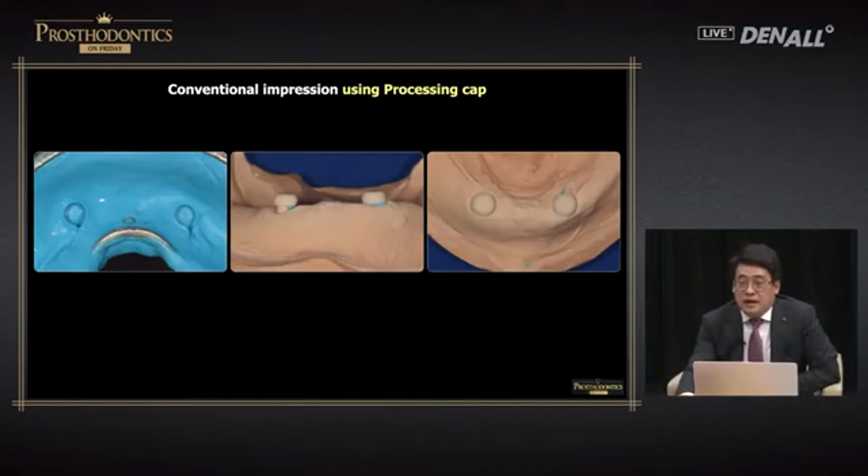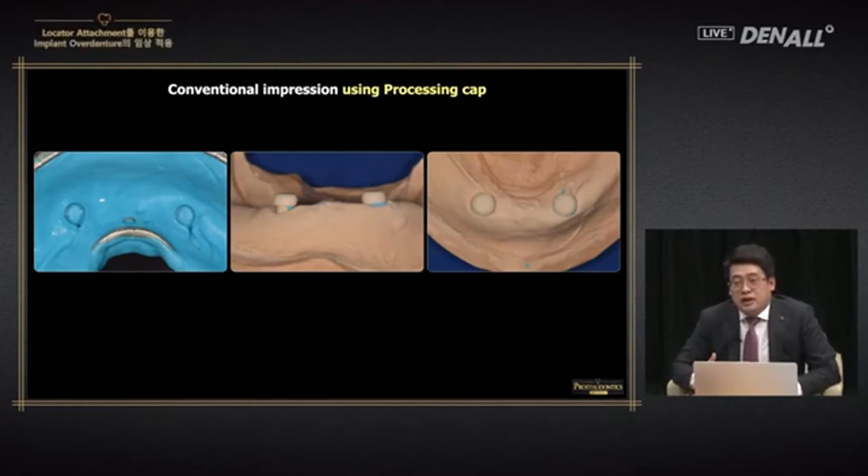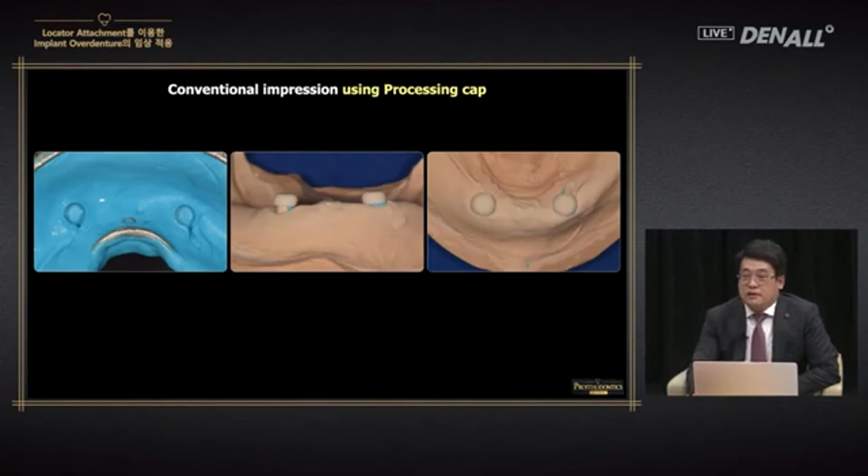And then when you process it on the denture, you block out this area. When you attach the processing cap in the oral cavity, you block out this space where different materials can go in and then proceed with the denture process. If you do this, it will be easier to attach it within the oral cavity.